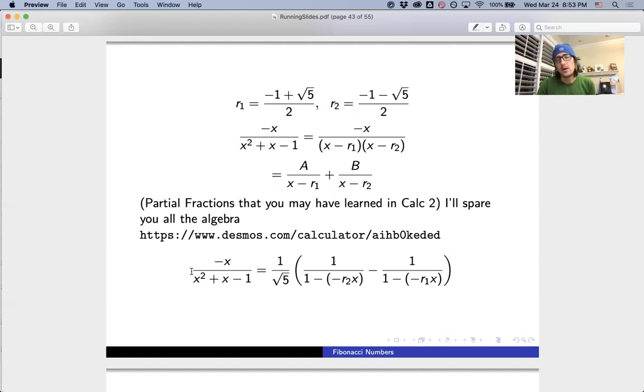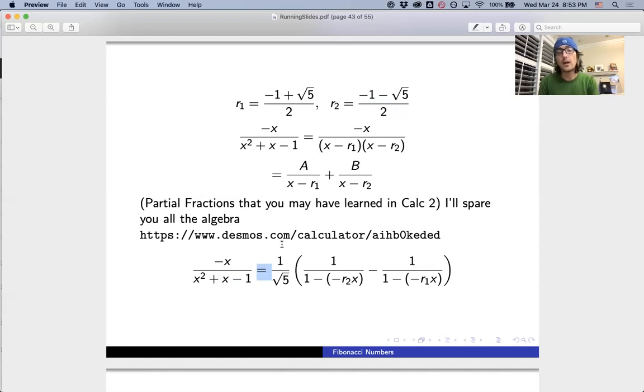If you're someone who likes to see every step, if you want to have everything checked, just pause the video here and work this out. Get a common denominator on the right-hand side. Plug in R1 and R2. They're these things with square roots. You may have to rationalize the denominators. You may have to do some algebraic simplification. But I promise you, if you do that, you're going to get this thing on the left. So this equal sign really, really, really is true.